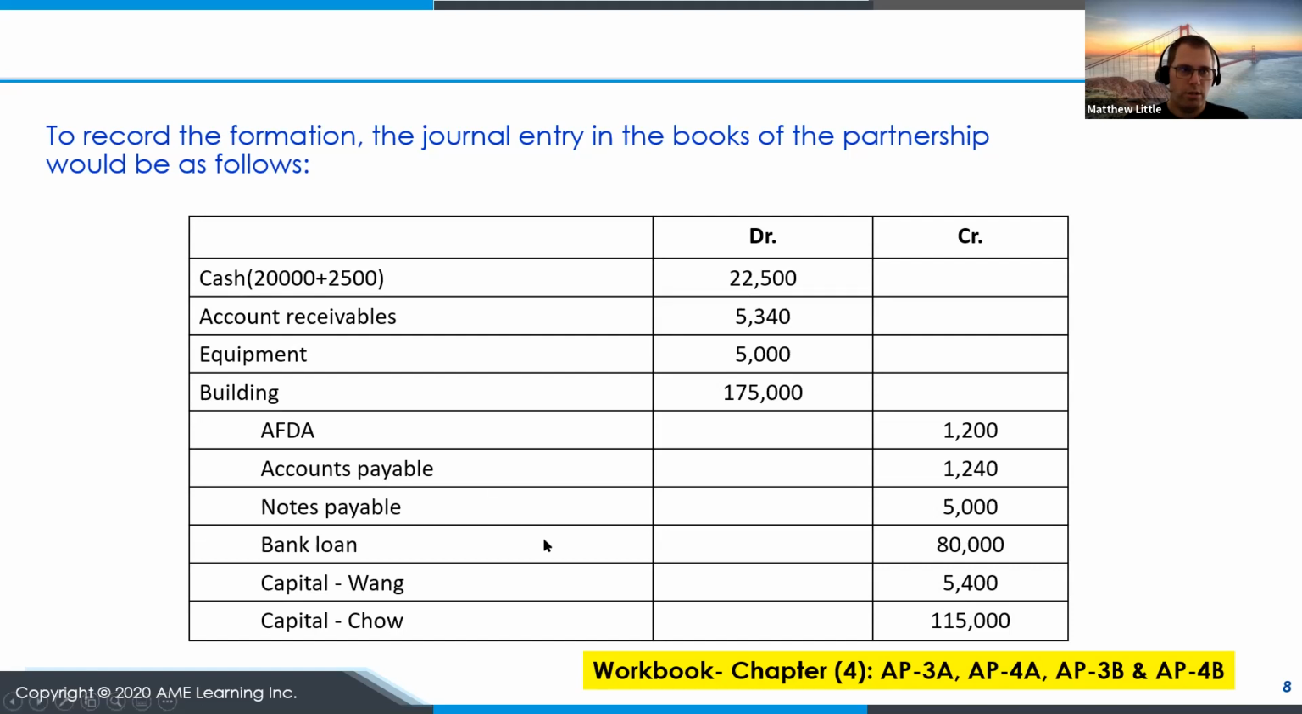The credit entries: you have the contra account, the allowance for doubtful accounts, with a balance of $1,200 credit, AP $1,240, notes payable $5,000, a bank loan of $80,000, and then the two capital accounts being $5,400 and $115,000. So hopefully you add these up and they will show a balance. Some example exercises, which again, we'll cover some of those next week together.